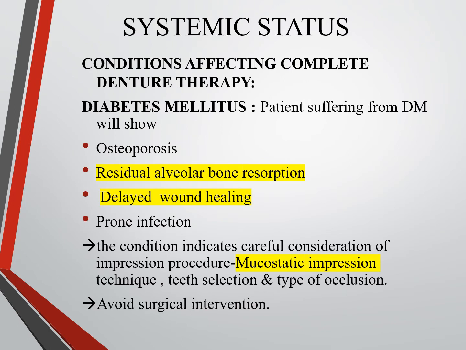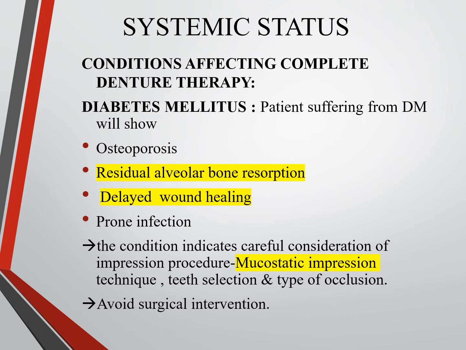So, as part of your case history, we will be looking at systemic status. So, why is systemic status important? Because the general health of the patient will have an impact on the patient's oral condition. So, we will discuss a few conditions which are most commonly seen in our patients here and what kind of an effect they have on the patient's oral health.